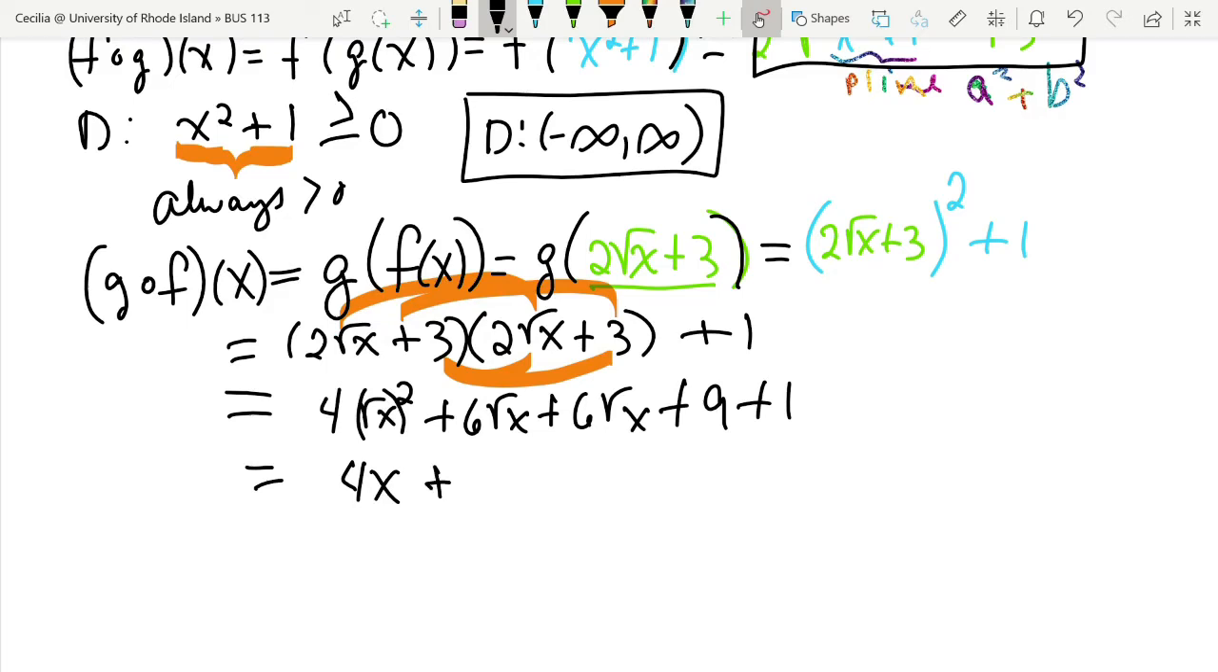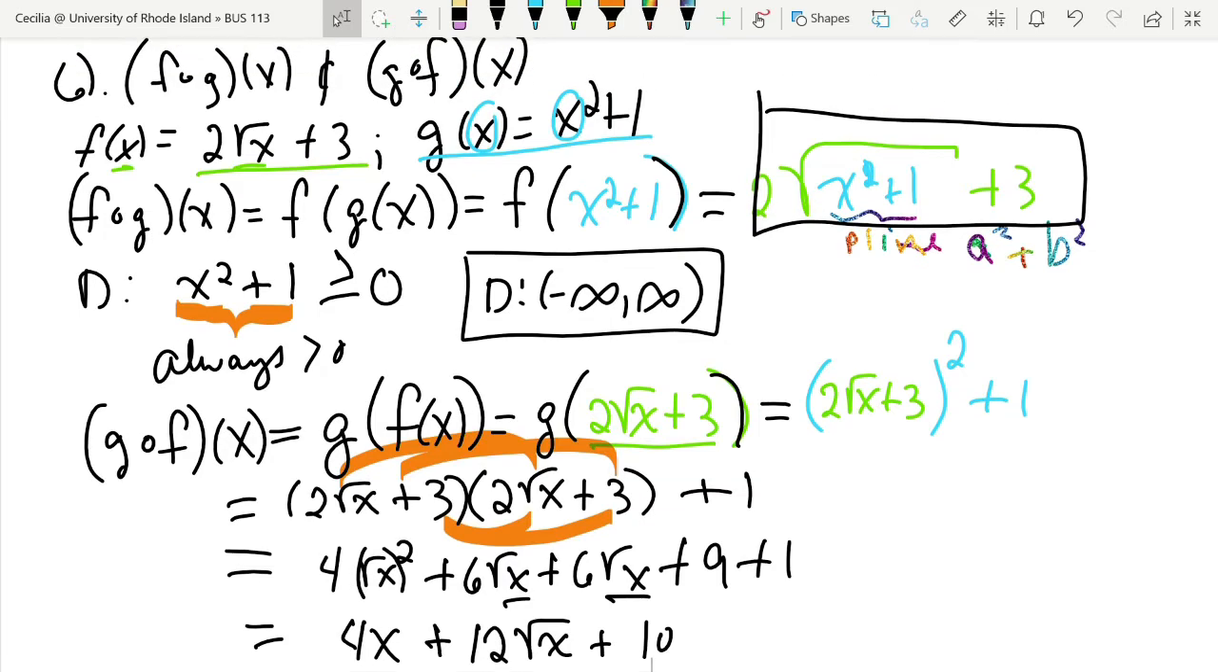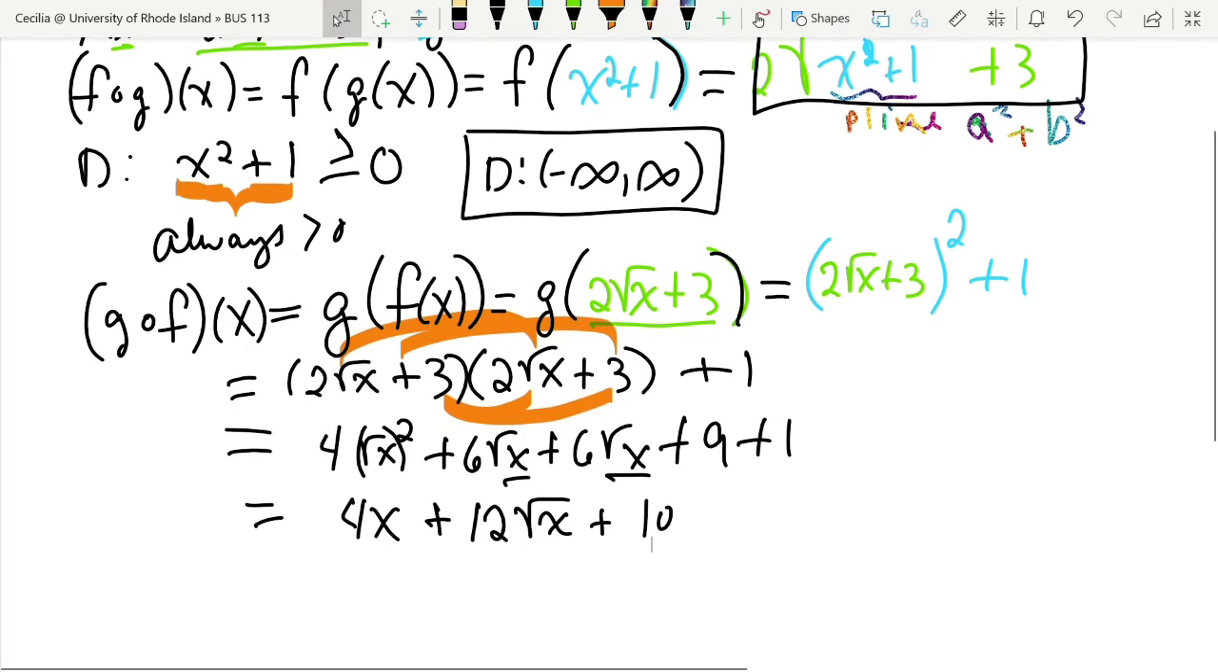And here we have 2. We have like terms, so we're going to have a total of 12 square root of x. And then in the end, we have 2 numbers that we add together to get 10. Okay, so we have a different form than what we had before. If you remember, when we did f circle g, we have 2 times the quantity square root of x squared plus 1, and then an addition of 3 on the end of that.